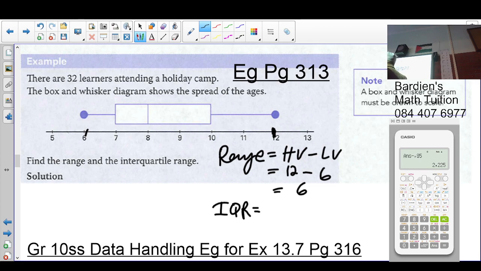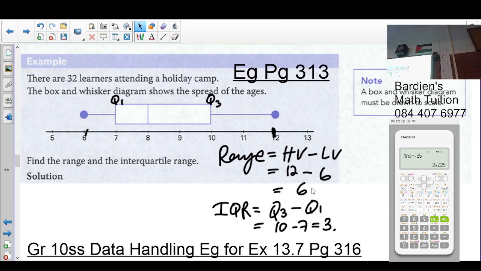Let's look at the interquartile range. How do you calculate the interquartile range? Q3 minus Q1. So what is Q3? So it's going to be 10 minus 7, which is 3. What does that mean to say? That means to say that the middle 50% of the data is spread over 3 units. You guys understand? It's easy.